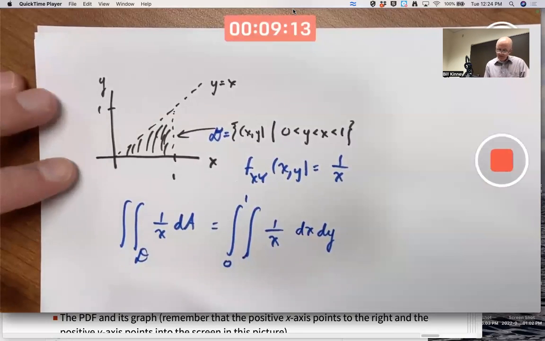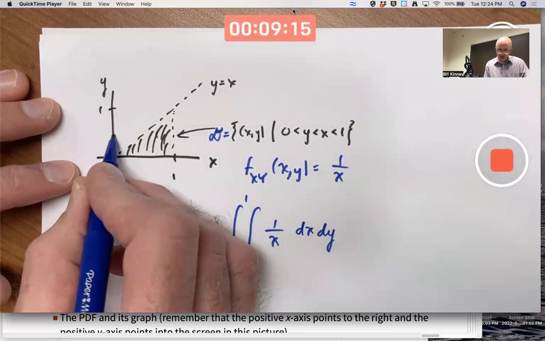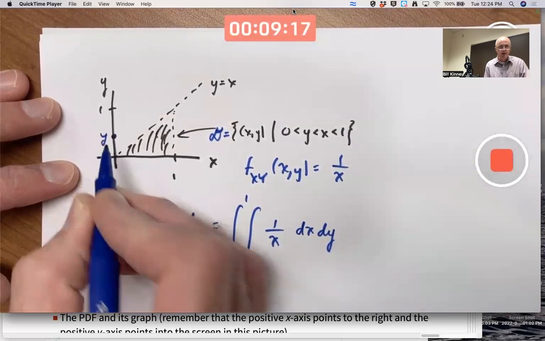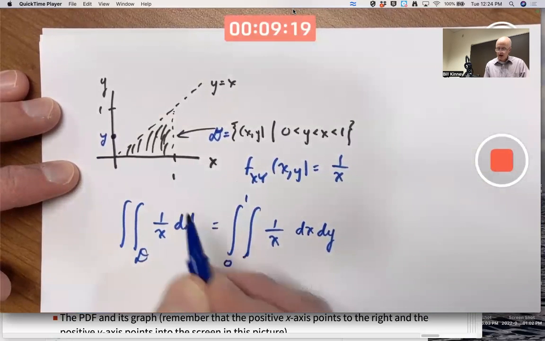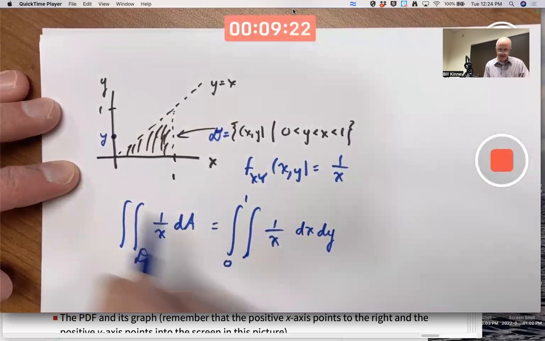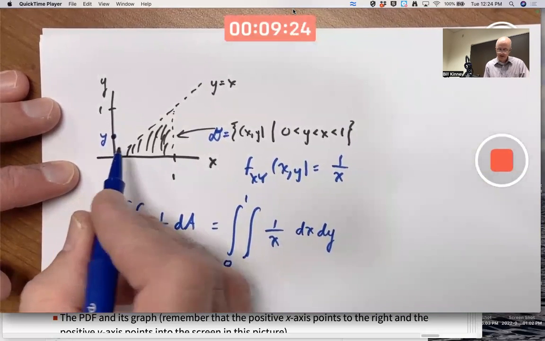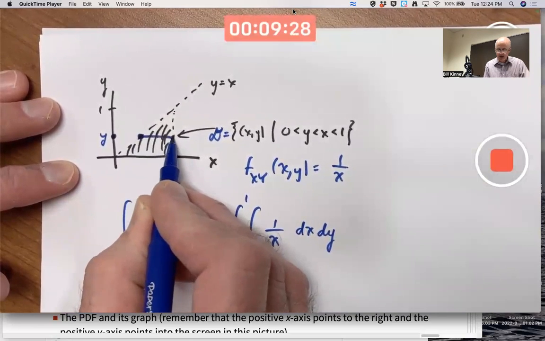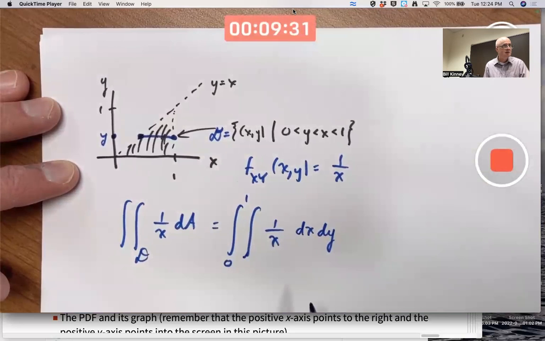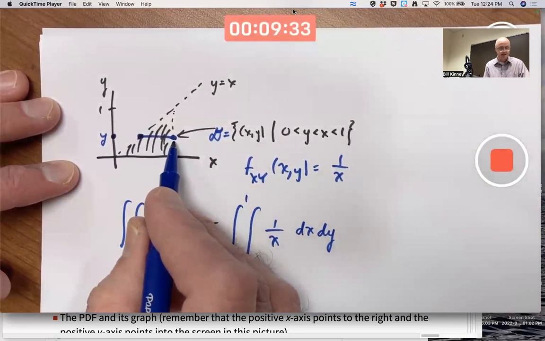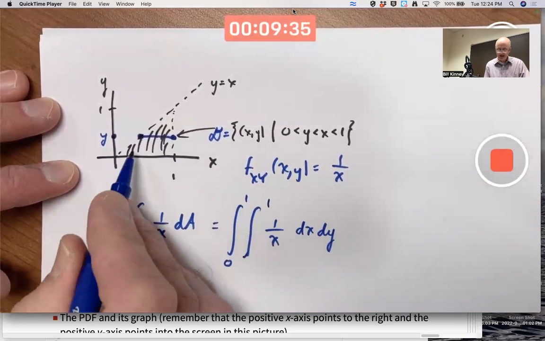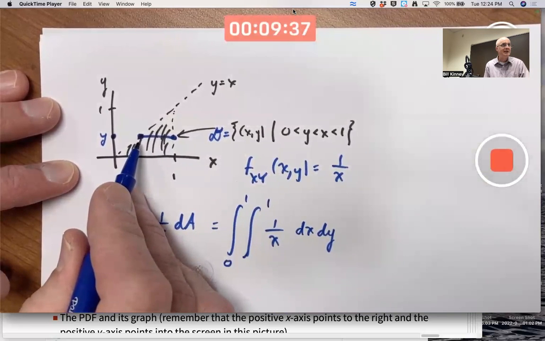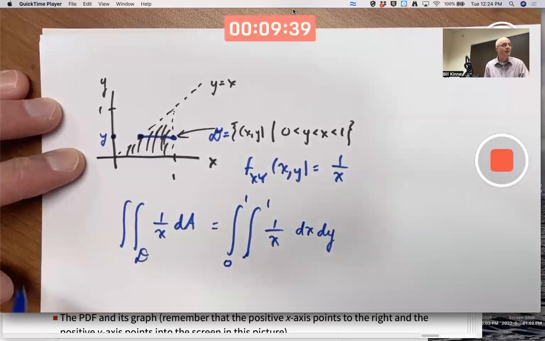For each y value between 0 and 1, pretend this is a particular y value that you're thinking about. How does x vary for that given y value? It varies from the x coordinate of this point to the x coordinate of that point. Well, the x coordinate of the second point is easy. That's 1. What's the x coordinate of the first point in terms of the specific number y? Go ahead. It's y.